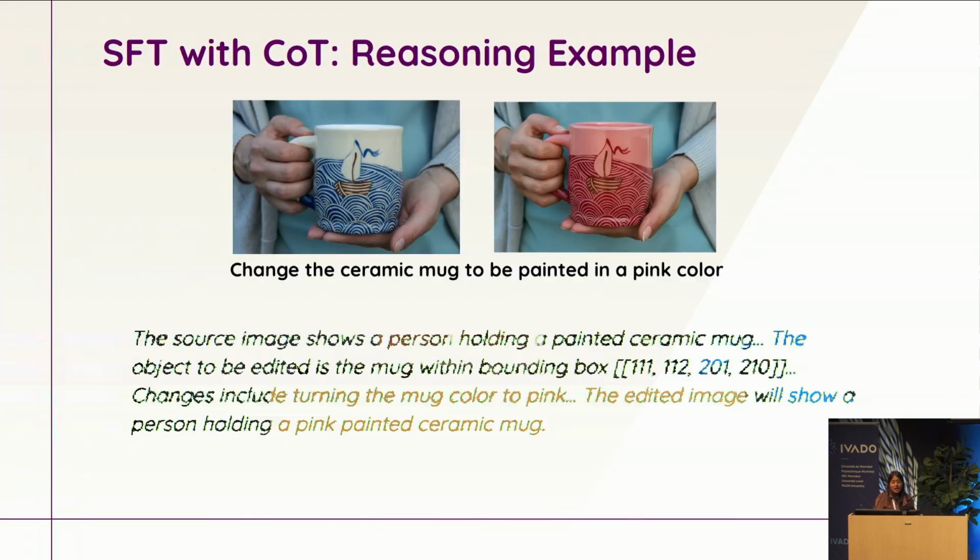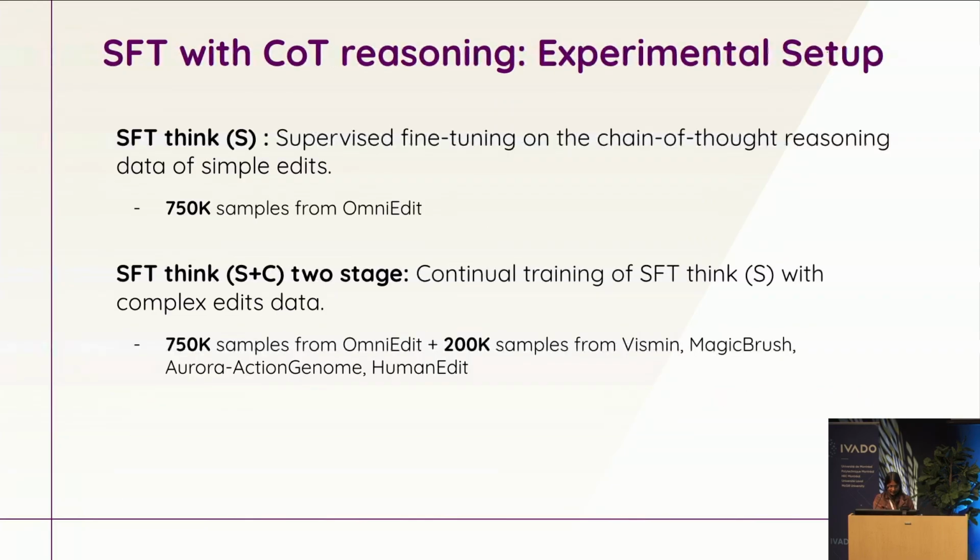So here is an example of the kind of data we curated, although this is an example of a simple edit, but you can imagine similar reasoning chain for complex edits as well. So basically in this data, the model first talks about what is shown in the source image, what is the location of the object that needs to be edited, and then what is the kind of change that needs to be brought about, and finally what the edited image will look like, right? So we are supervising the model with this kind of data and also with the final image. And I'm going to skip all this.